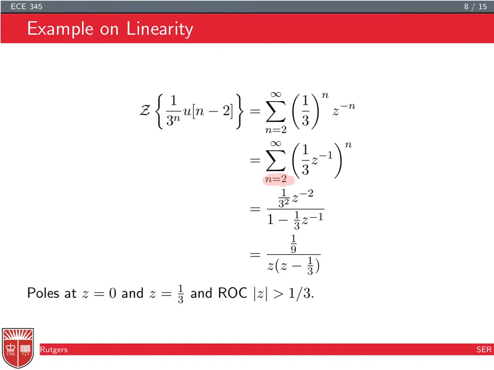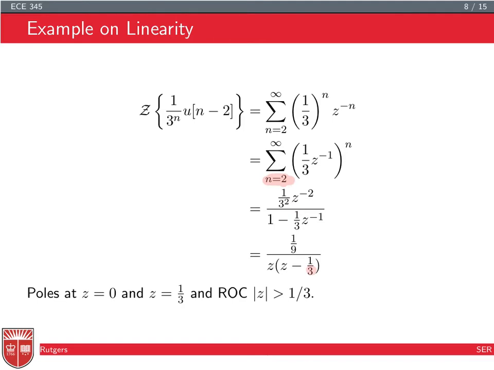The formula says it's the first term in the summation divided by 1 minus the ratio. Here the first term is going to be 1 over 3 times Z to the minus 1, squared, because the first term starts at n equal to 2, so it's 1 over 3 squared, Z to the power minus 2, divided by 1 minus 1 over 3 Z to the power minus 1. Now if you multiply the numerator and the denominator by Z squared, you get 1 over 9 divided by Z squared minus 1 over 3 Z, or 1 over 9 divided by Z times Z minus 1/3.